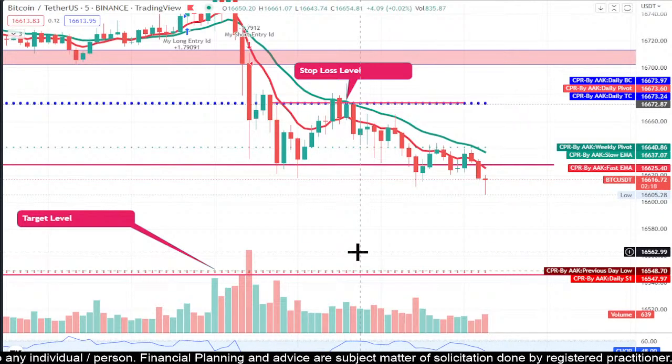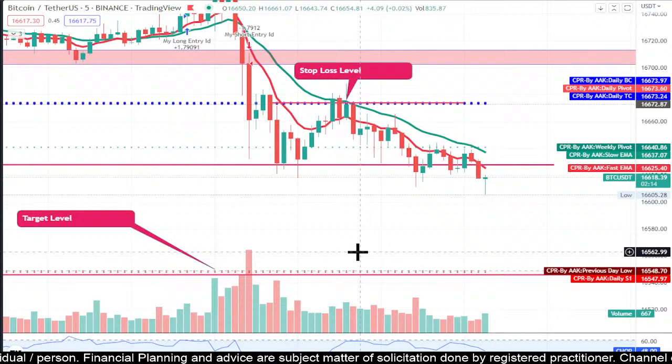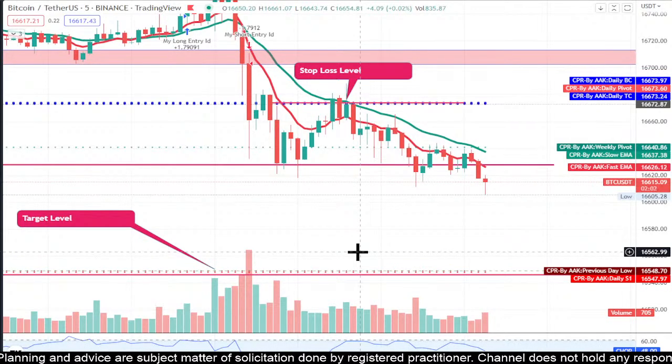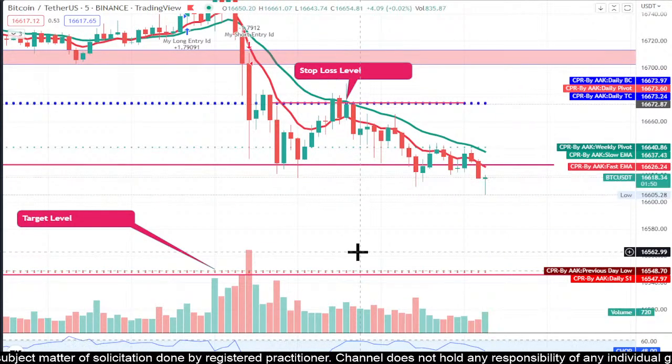So we are still able to see the continuation of the trend with a running profit of about 30% on our capital. However, the target will be the previous day low, which is 548, and my target to book the profit is 550. And right now we are trading at the current price level of 16,618.